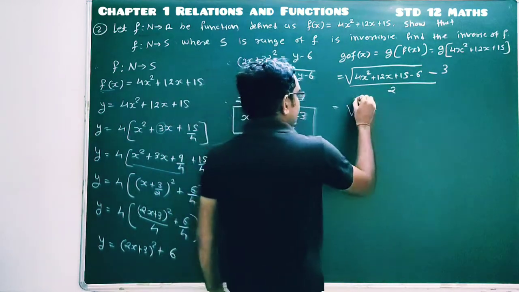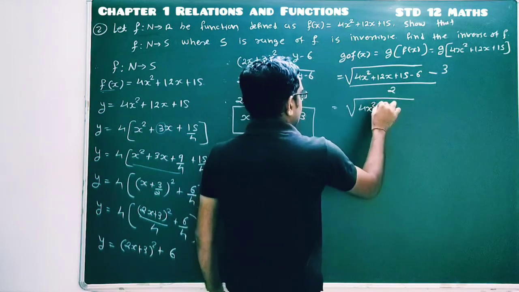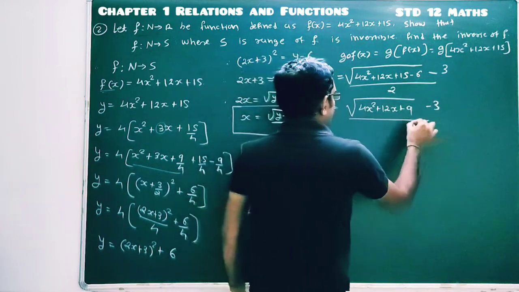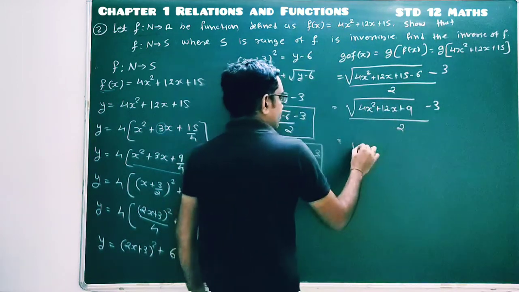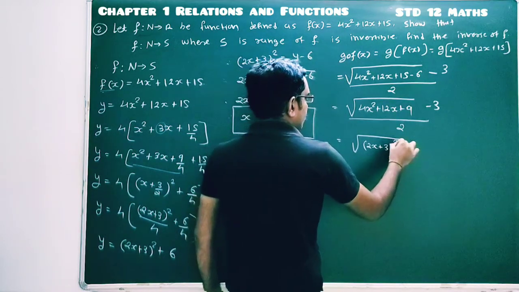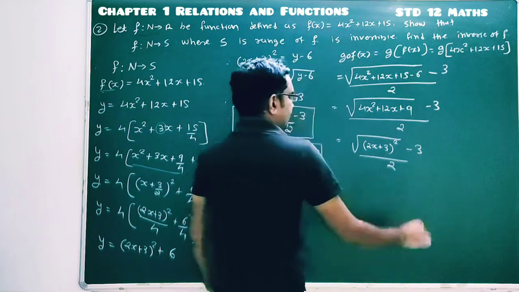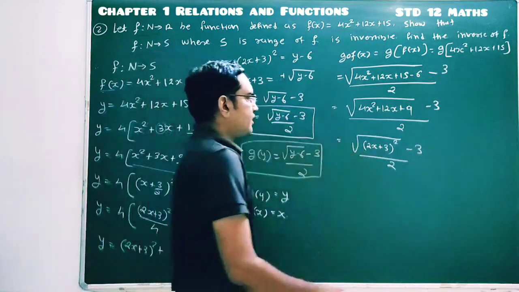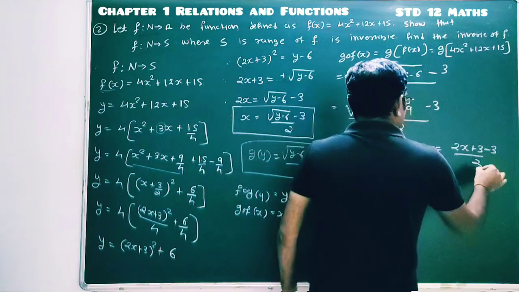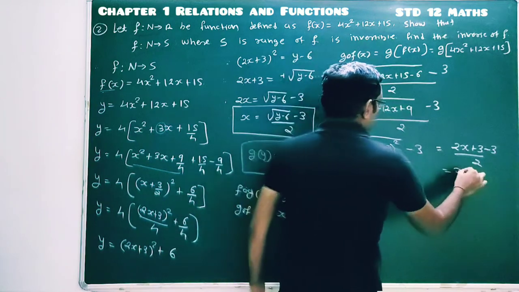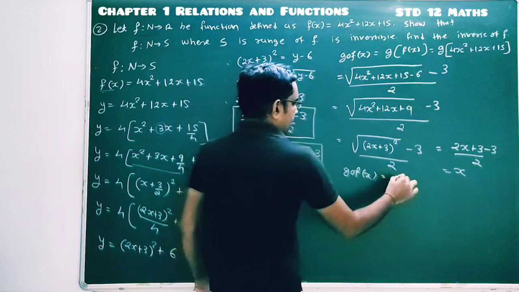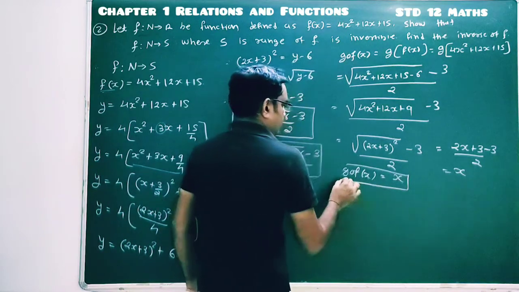So it's the square root of 4x square plus 12x plus 9, minus 3, whole divided by 2. Now this one is nothing but the square root of a perfect square trinomial, (2x plus 3) whole square, minus 3 by 2. So square and square root will be cut out. So we are getting 2x plus 3 minus 3 by 2, and this is equal to x. Hence we are getting g of x equal to x.